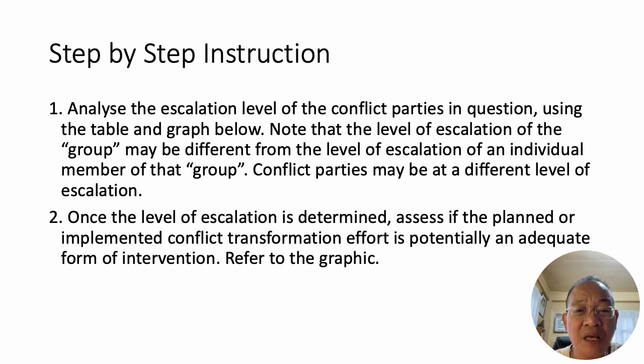So here are the step-by-step instructions on how to do this kind of tool. So number 1, analyze the escalation level of the conflict parties in question using the table graph below. Note that the level of escalation of the group may be different from the level of escalation of an individual member of that group. Conflict parties may be at a different level of escalation. And number 2, once the level of escalation is determined, assess if the planned or implemented conflict transformation effort is potentially an adequate form of intervention. So please refer also to the graph.